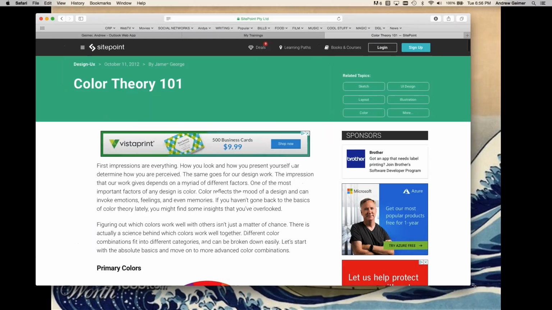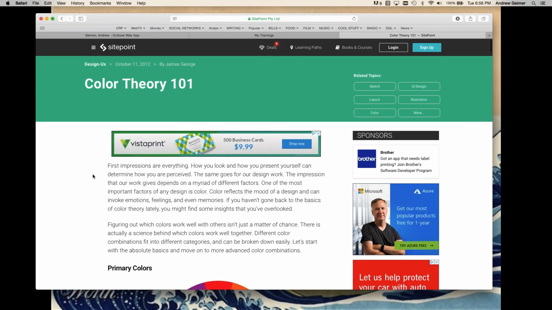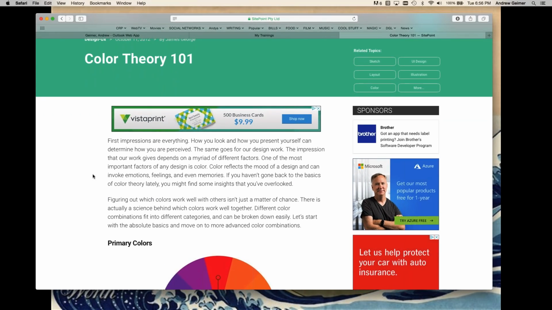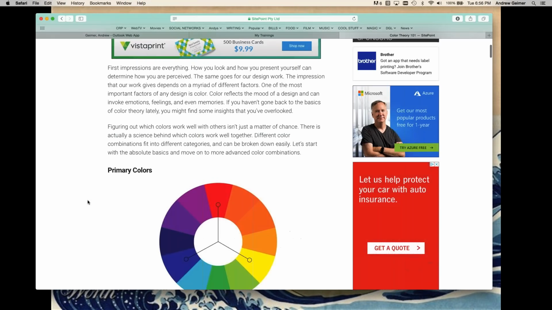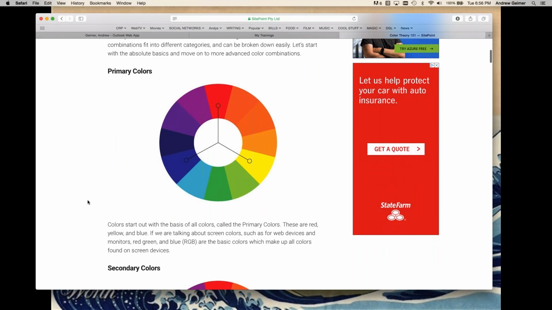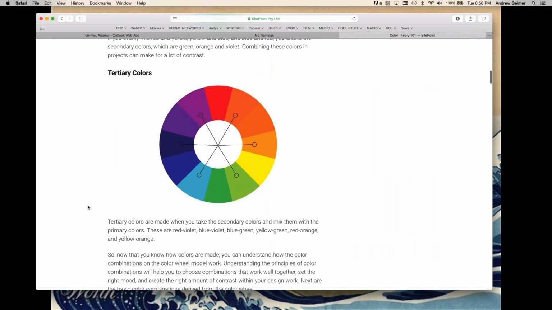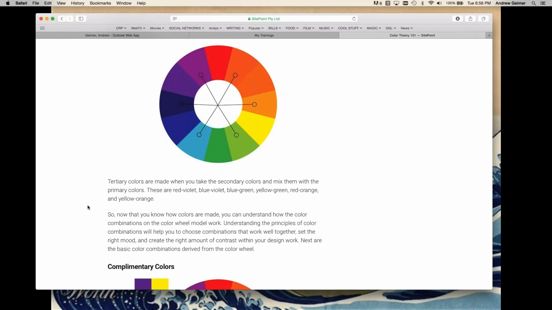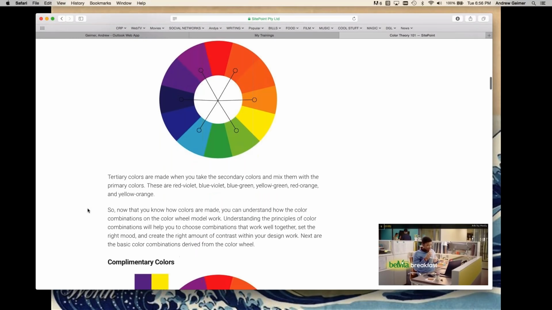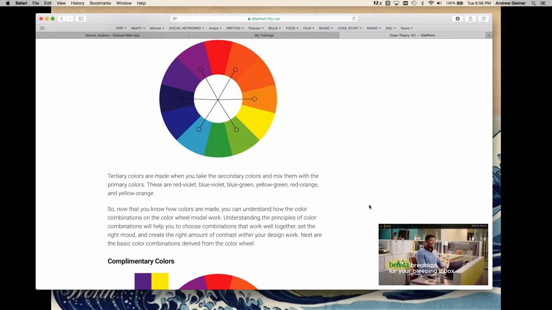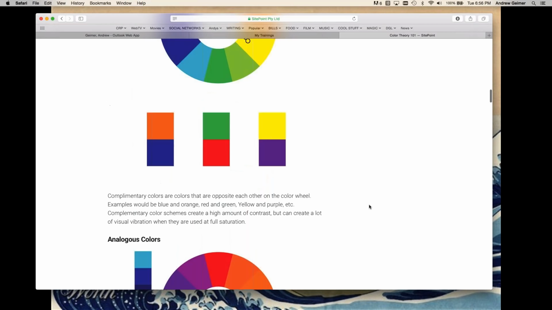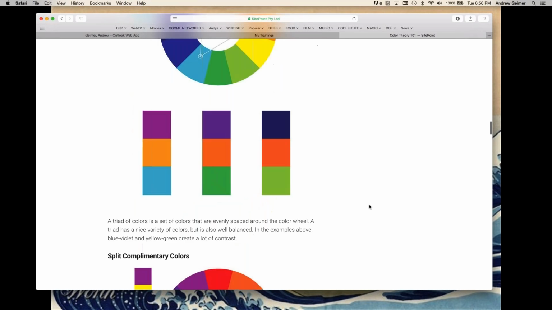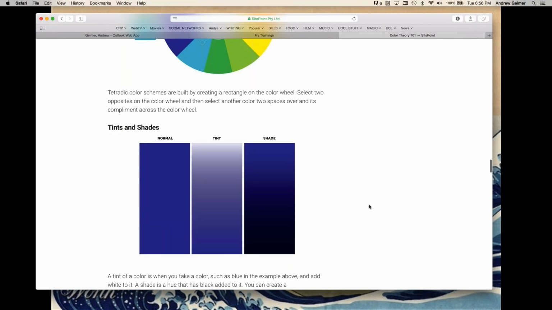Color Theory 101. So this is a great resource to have on hand because it basically goes through the basics of color theory, right? It talks about the different types of color combinations, primary, secondary. Shows you how to use a color wheel effectively, which a lot of people don't understand. So analogous colors, triads, complementaries, all that stuff.